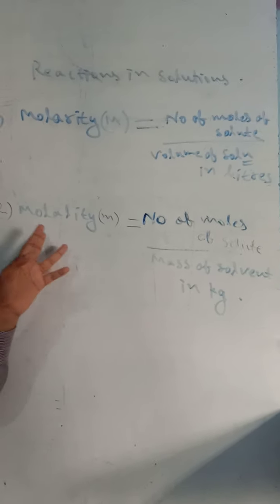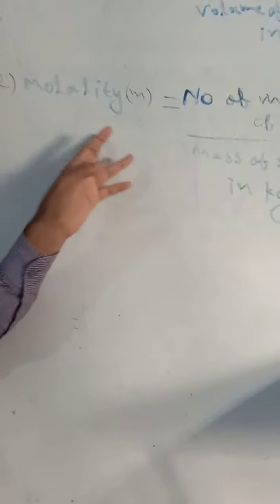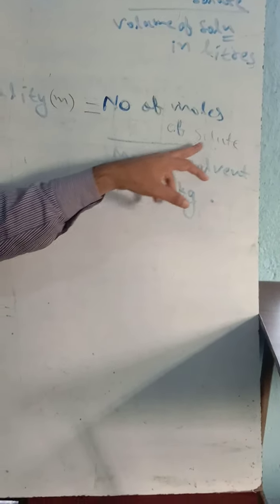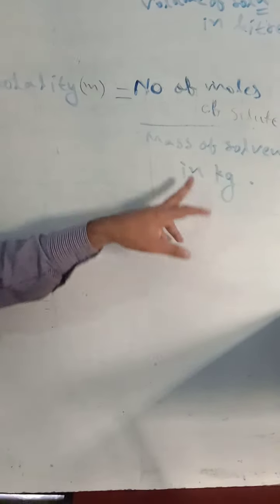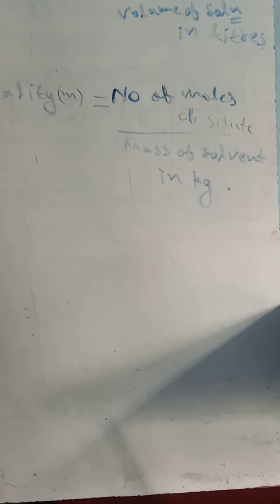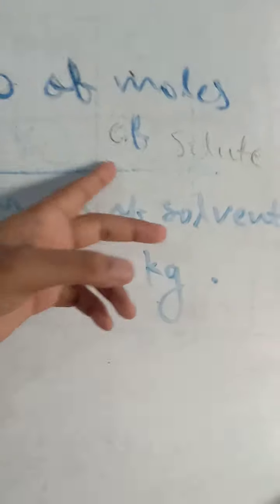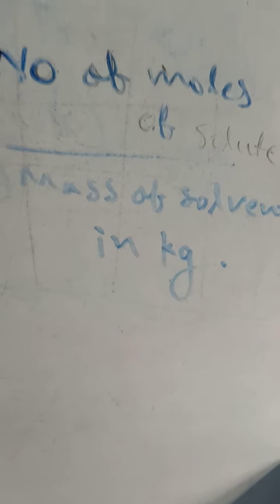Now second, molality. Molality equals the number of moles of solute by mass of solvent in kg. Listen again. Molality is the ratio of the number of moles of solute by mass of solvent in kg.